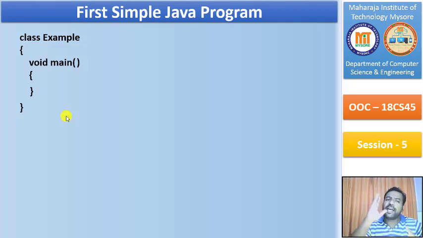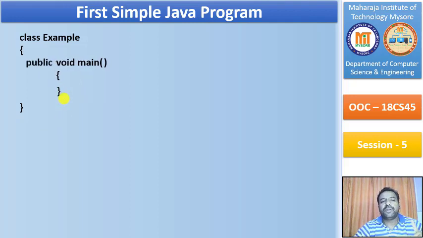The function call for main will happen outside the class, as usual. Hence, for this reason, we need to make this main function a public function. If it is a private function, you cannot call this function outside the class. That means you cannot start the execution of your Java program. Hence, for this reason, we are going to make the main function public.